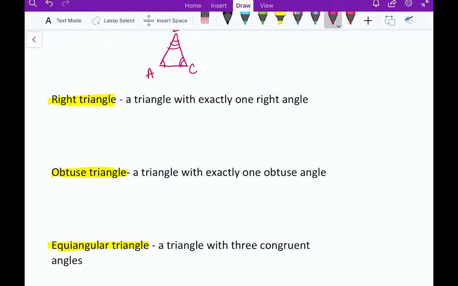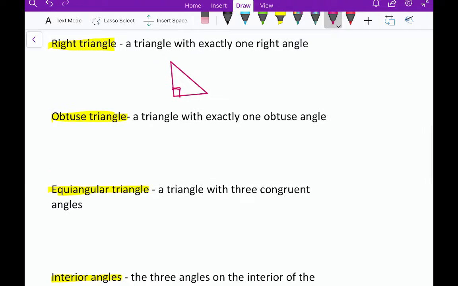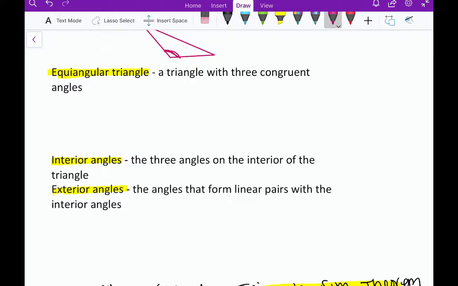A right triangle is a triangle with exactly 1 right angle. So it might look something like this, where this is the right angle. An obtuse triangle is a triangle with exactly 1 obtuse angle. So something like this, where this is your obtuse angle, which means it's greater than 90 degrees. An equiangular triangle is a triangle with 3 congruent angles. So something that looks like this, where all 3 of these angles are congruent.